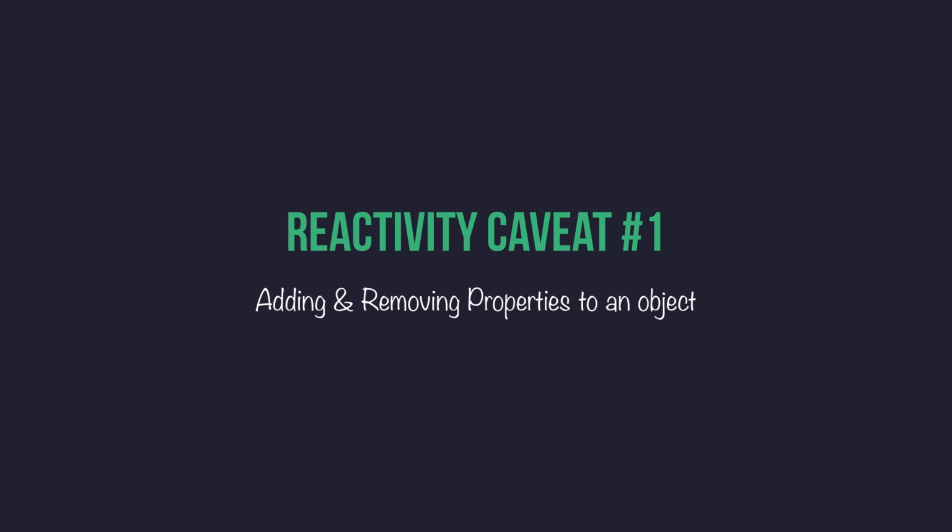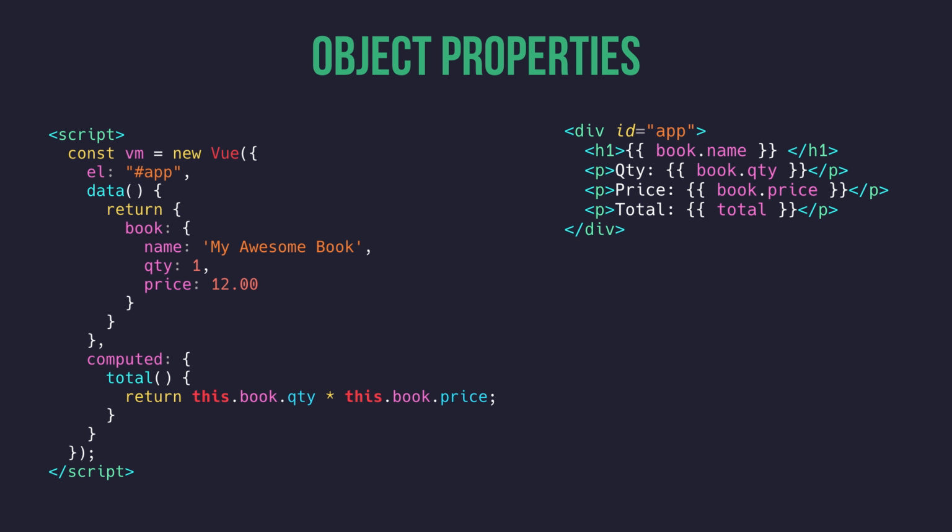So reactivity caveat number 1, adding and removing properties to an object. Vue does not allow you to dynamically add new root level reactive properties to an already created instance. However, it's possible to add reactive properties to a nested object using a special method that we're going to talk about.